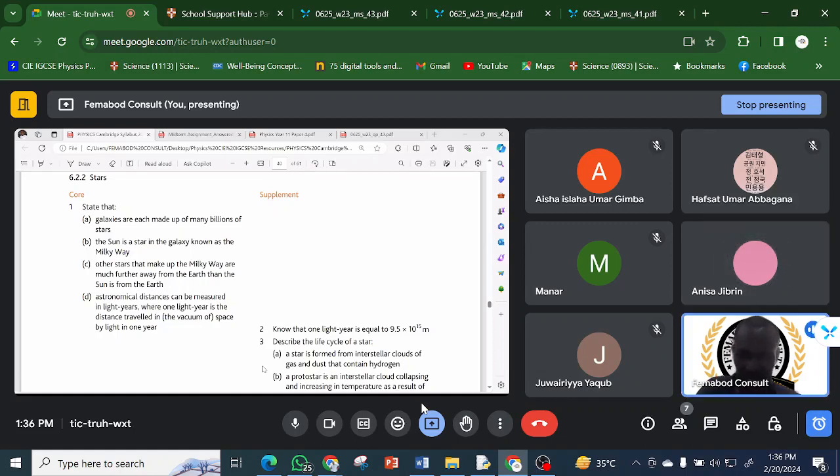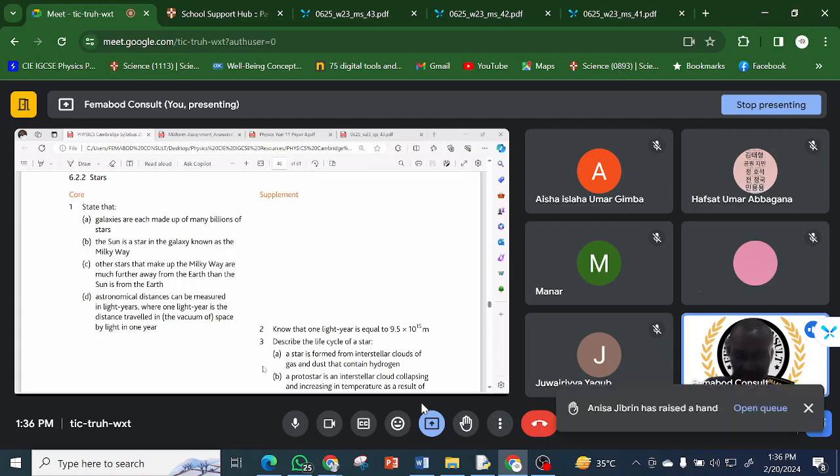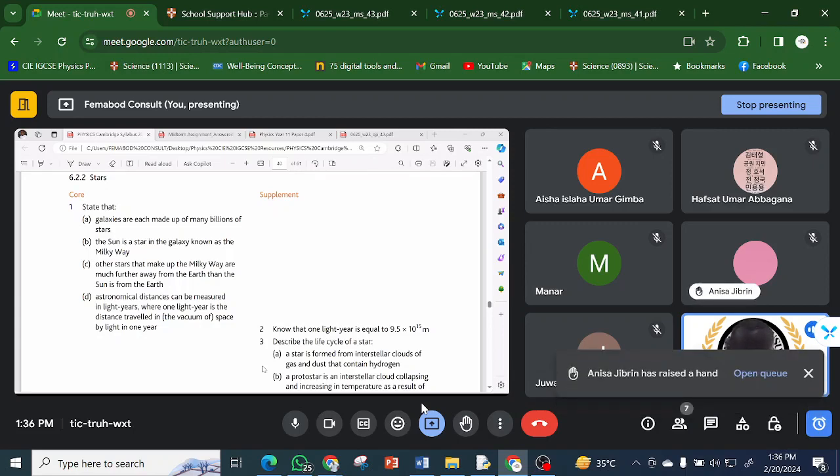So please take down that too. Put it down as a point that 1 light year is equal to 9.5 times 10 raised to the power 15 meters. That is huge. 10 raised to the power 15 is like trillions. So that is huge. So 1 light year, the distance traveled in space, is 9.5 times 10 to the power 15 meters. Okay, Anissa, you have a question?